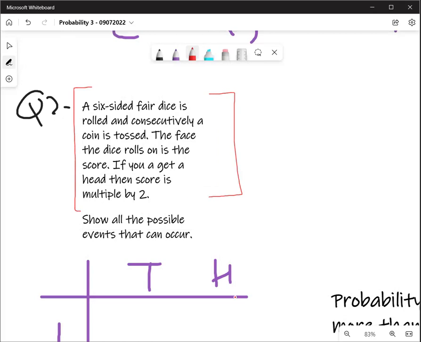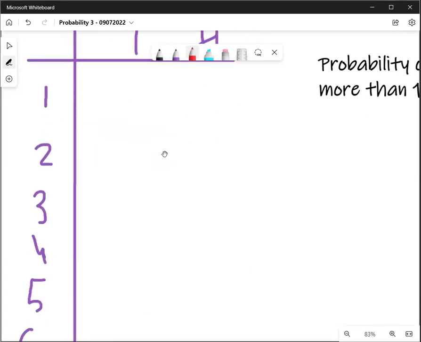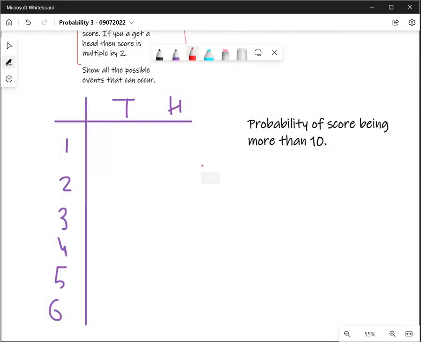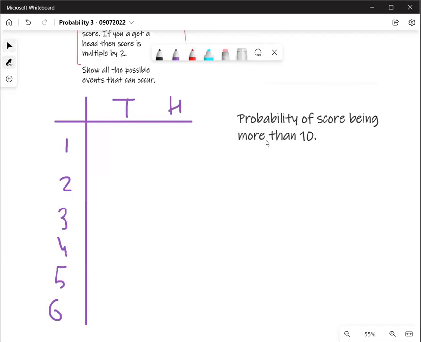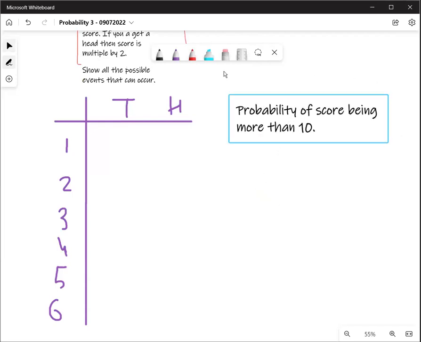Let me zoom in. Okay, a six-sided dice is rolled and a coin is tossed. The face the dice rolls on is the score. If you get a head, then the score is multiplied by 2. Right. Okay. So now you have this diagram. The question is, what is the probability of score being more than 10?